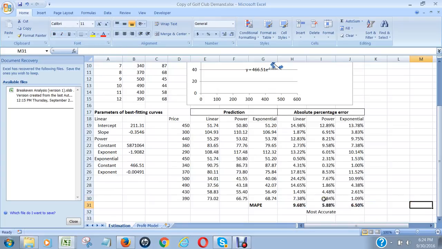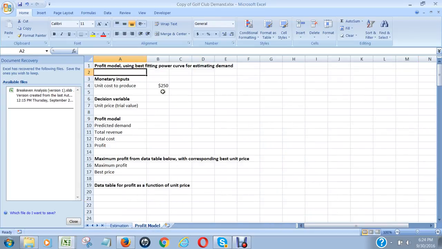And then we picked the one that had the least percentage error. And that's the one, the power equation, that we're going to use in order to make our estimates of what demand would be under different scenarios. And that'll be the subject of the next video, which will be on this profit model, which uses the power curve for estimating demand.